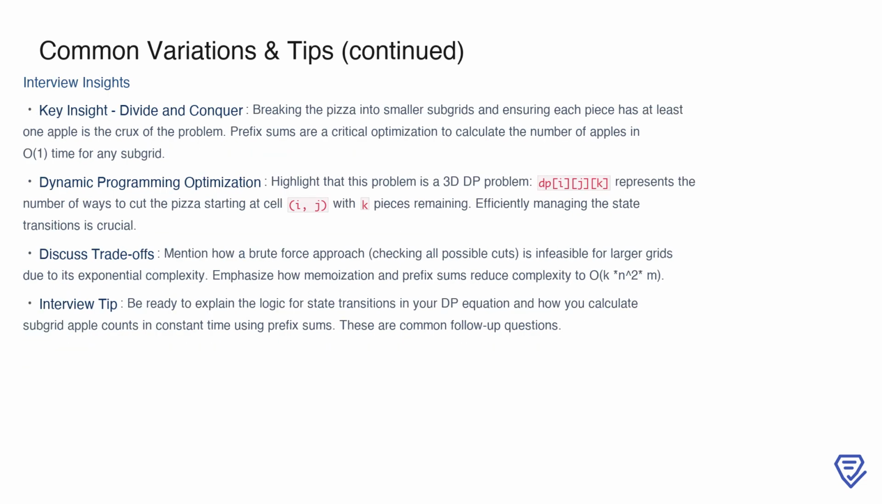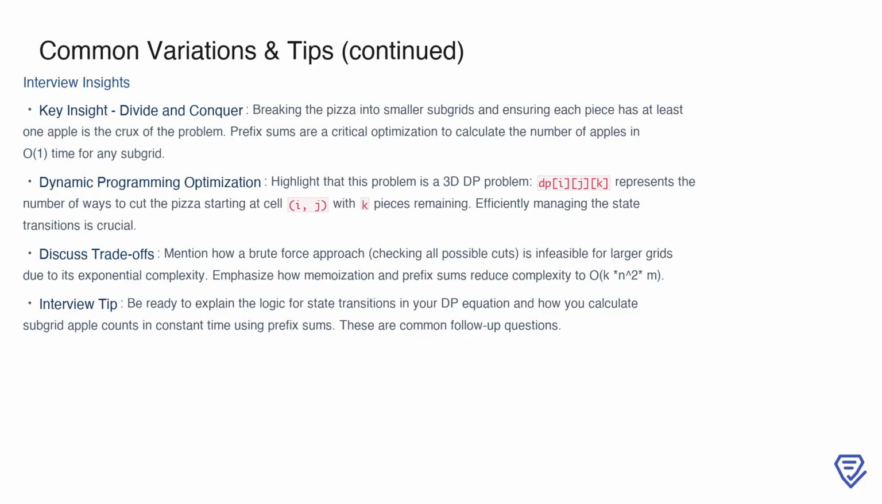Now, let's focus on insights that are especially useful for interviews. A key concept in this problem is divide and conquer, breaking the pizza into smaller subgrids while ensuring that each piece contains at least one apple. This is where prefix sums become invaluable, as they allow you to calculate the number of apples in a subgrid in constant time. Additionally, you should emphasize the role of dynamic programming. The problem can be framed as a 3D DP, where dp[i][j][k] represents the number of ways to cut the pizza starting at cell (i, j), with k pieces remaining. Managing the state transitions efficiently is vital to optimizing your solution.